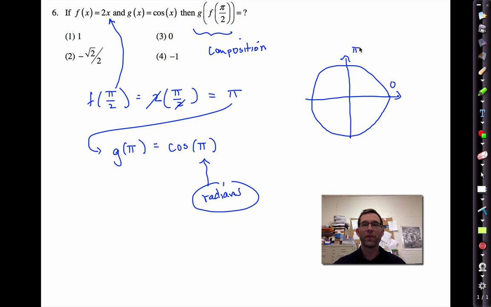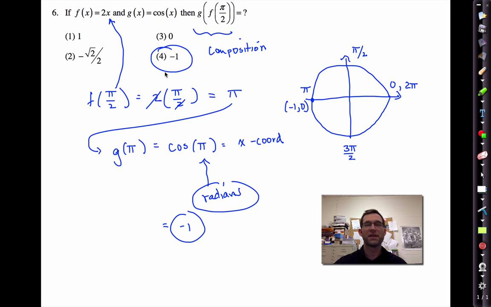That's 0. At the top, it's pi over 2. At the left, it's pi. At the bottom, it's 3 pi over 2, and then back to here, it's 2 pi. Okay? If I want to know what cosine of pi is, I'm looking for the x-coordinate when the angle is pi. Well, because we're on the unit circle, that must be the point -1, 0. So the cosine of pi is -1.